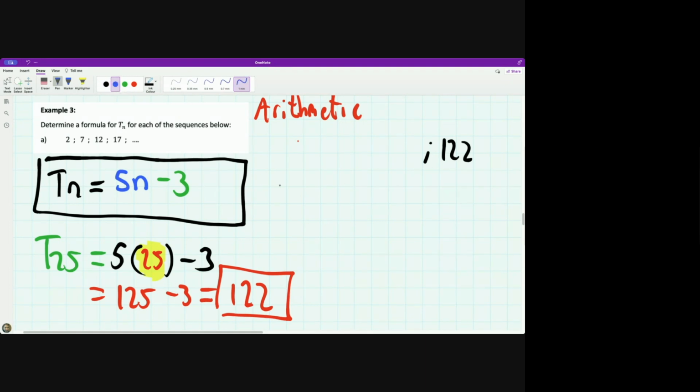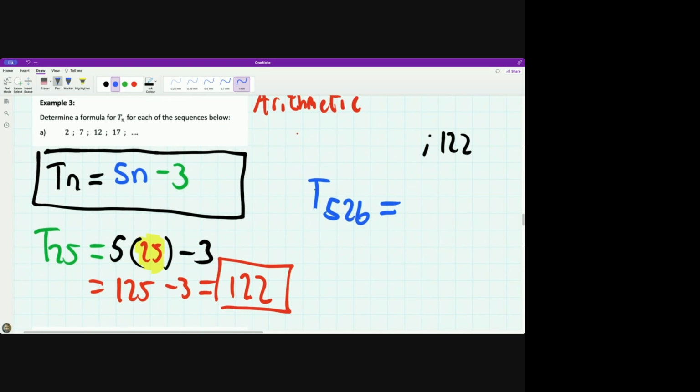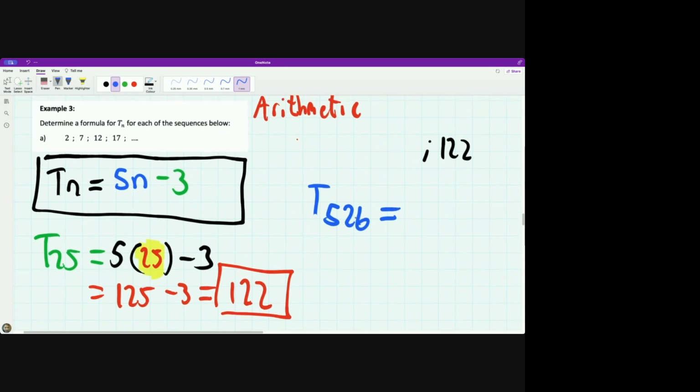Okay, I want to upgrade. What if I had to go to the 526th term? Could you tell me what that value would be? I want to know what T526, or the 526th item in this list, what's its value going to be?